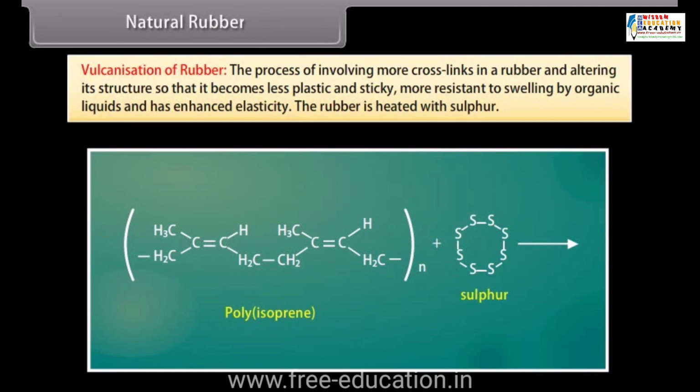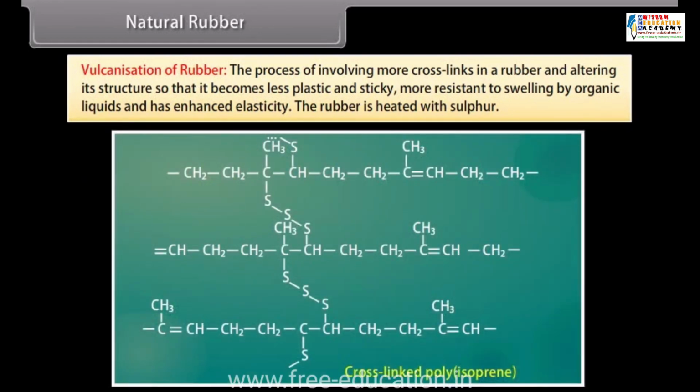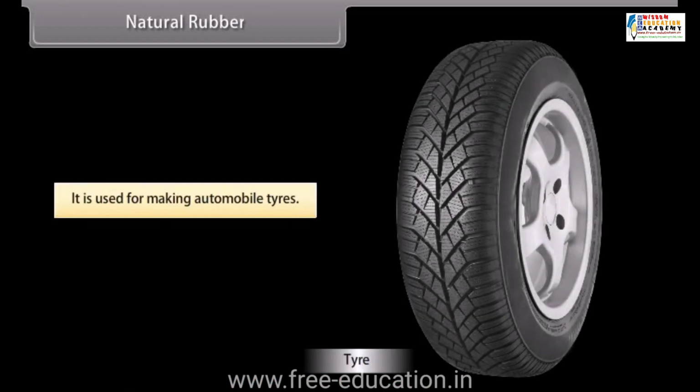Vulcanization of rubber. It is the process of introducing more crosslinks in a rubber and altering its structure so that it becomes less plastic and sticky, more resistant to swelling by organic liquids, and has enhanced elasticity. The rubber is heated with sulfur. It is used for making automobile tires.